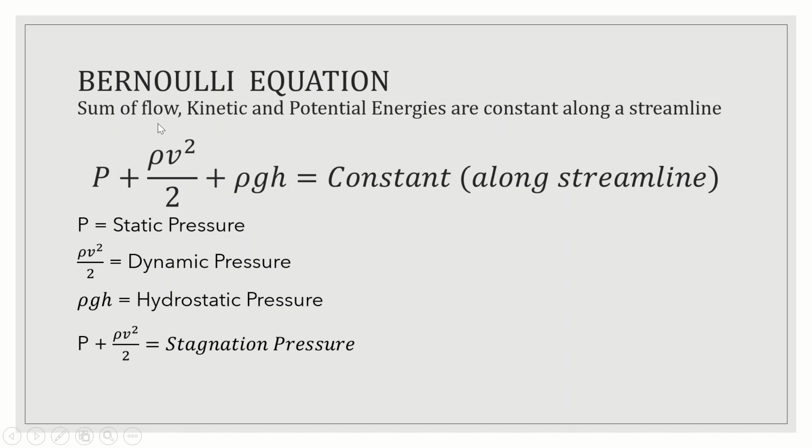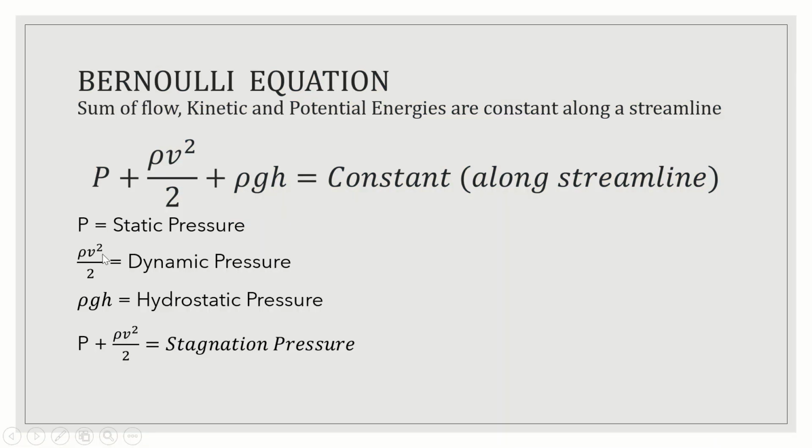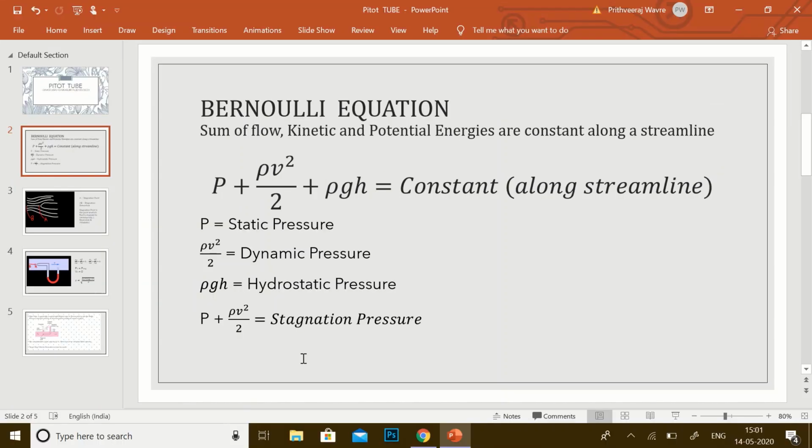Bernoulli equation states that the sum of flow, kinetic and potential energy is a constant along a streamline. The first term is called static pressure. Second term rho v square by 2 is dynamic pressure. The third term rho gh is hydrostatic pressure. And the sum of the first two terms, P plus rho v square by 2, is called stagnation pressure. This term is of special importance to us.